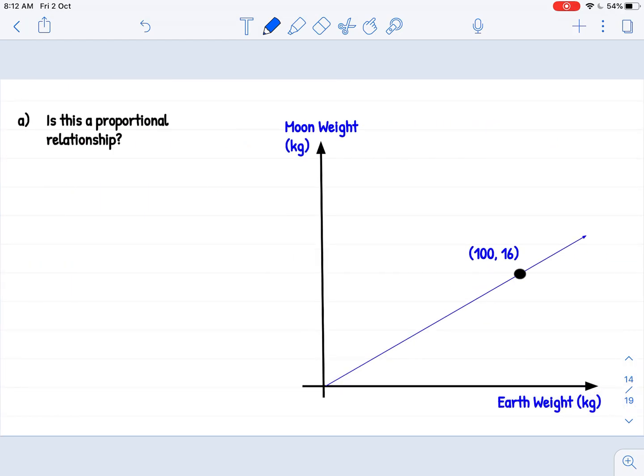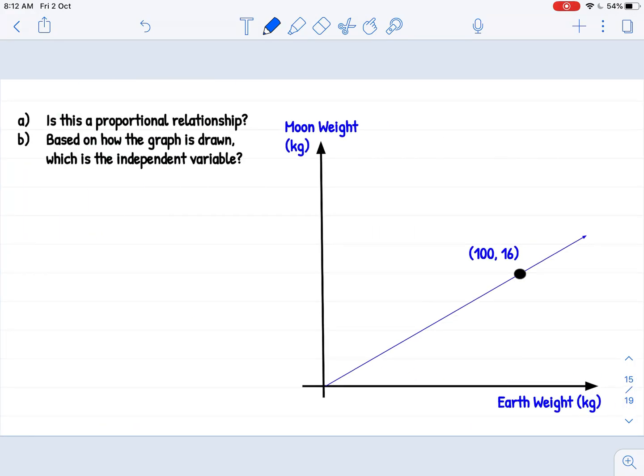All right, so for the last problem here, I'm just going to have you go through and answer a few questions about this relationship. This is comparing how much you would weigh on Earth versus how much you would weigh on the moon, which is a proportional relationship. Oh, I just answered that question for you. Yes, this is a proportional relationship.